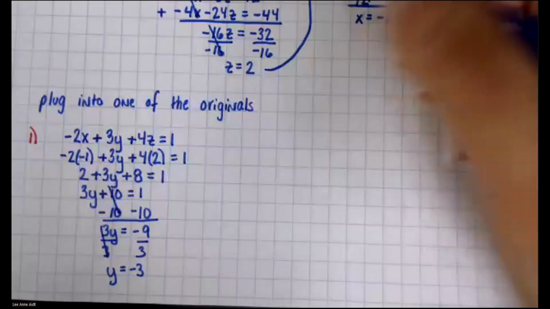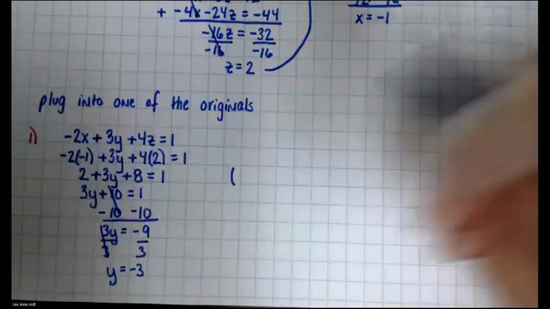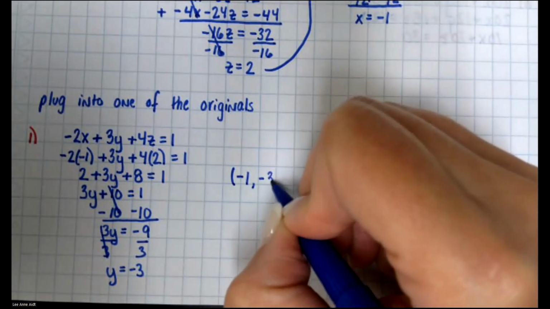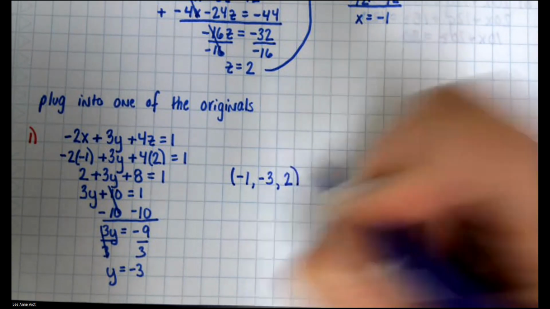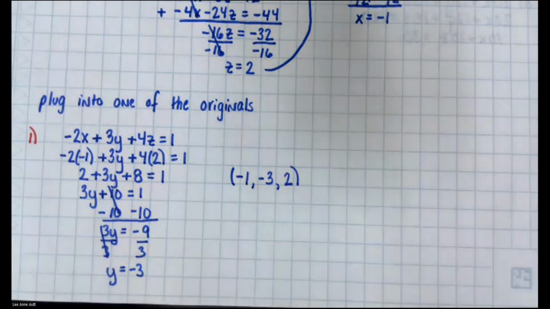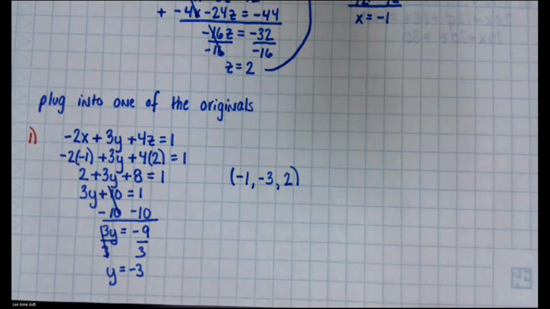Okay, so the final answer for these should be a coordinate. It should go in alphabetical order: -1, -3, 2. Sometimes they're not X, Y, and Z, by the way. Just make sure your coordinate is in alphabetical order. Okay, now the answer is -1, -3, 2.